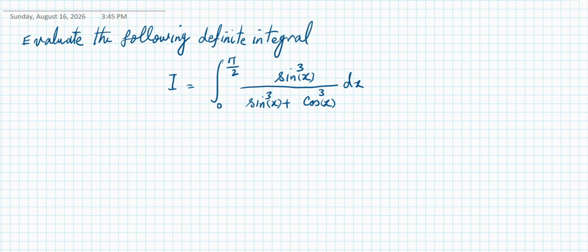We want to evaluate this definite integral. I is defined as the integration from 0 to pi over 2 of sine cube of x over sine cube of x plus cosine cube of x dx.